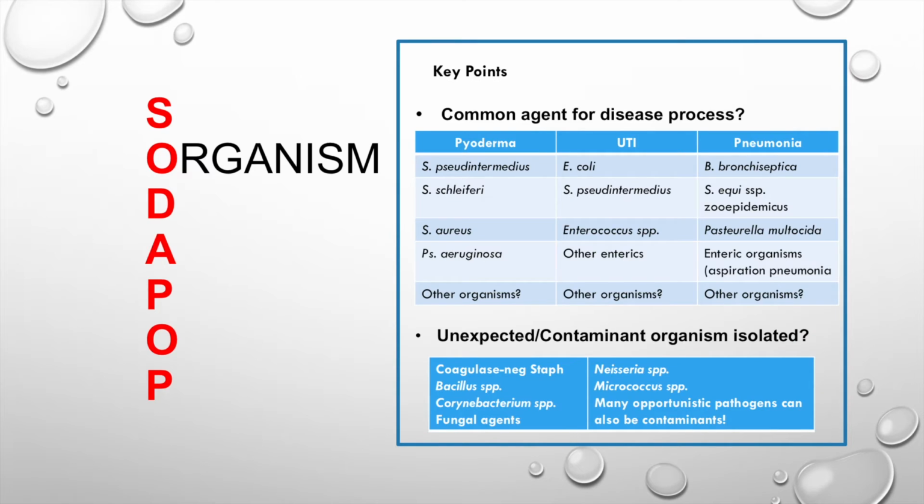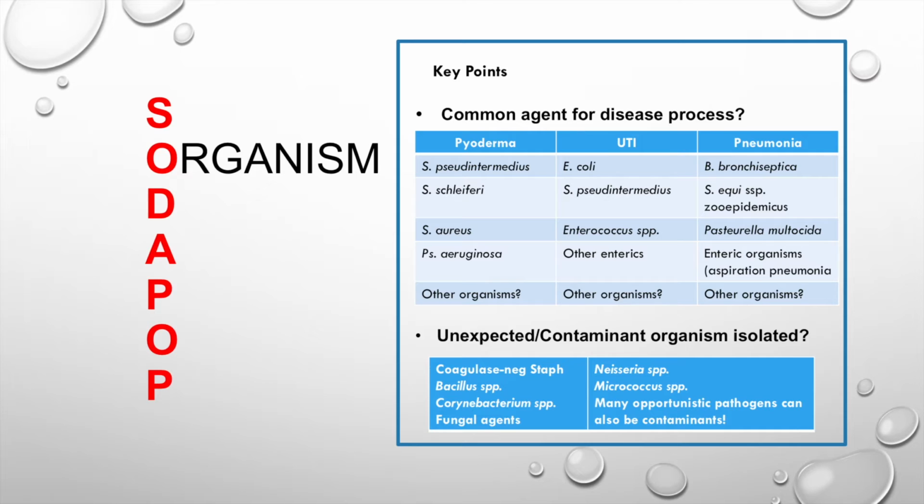Next, we will consider the organism or organisms that were isolated and identified on the bacterial culture and sensitivity results. One important factor to consider is whether or not an agent that is common for the disease process was isolated. For pyoderma, Staphylococcus pseudintermedius and Staphylococcus schleiferi are the most common agents. Staphylococcus aureus can occasionally cause this disease as well. Some organisms, like Pseudomonas aeruginosa, may also cause disease in the skin.